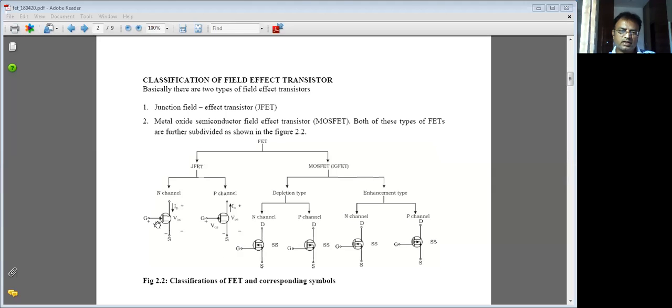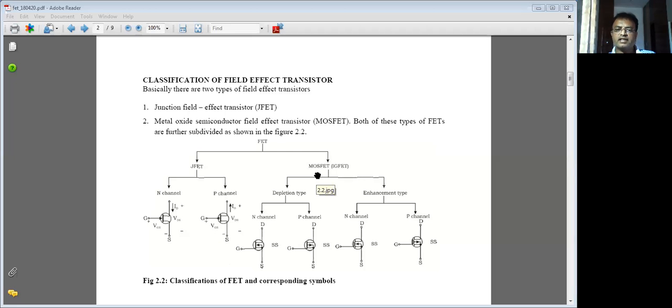If you observe the arrow direction, arrowhead is always inwards for the N channel. Arrowhead is always outwards in the P channel. This is P channel, and this is outwards. N channel JFET, P channel JFET. Observe the symbol. There are three terminals: source, drain, gate.